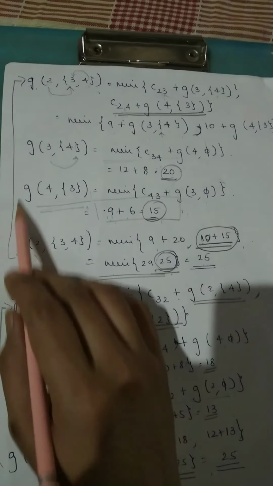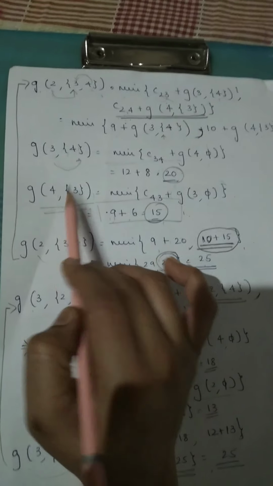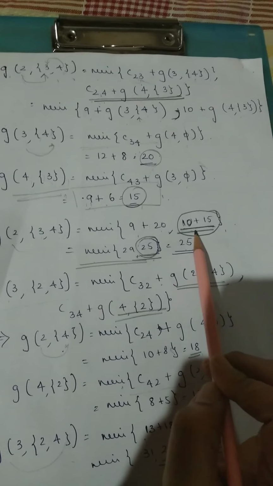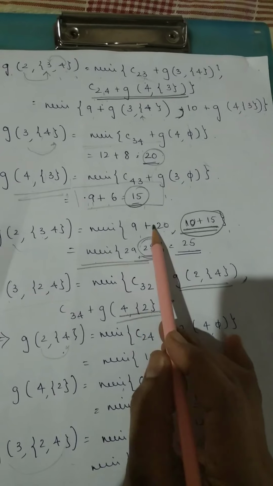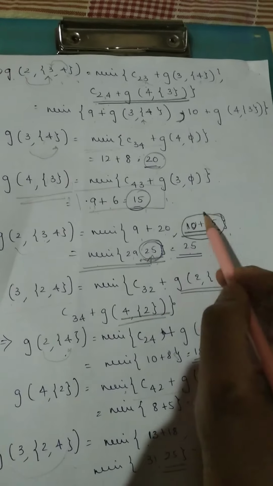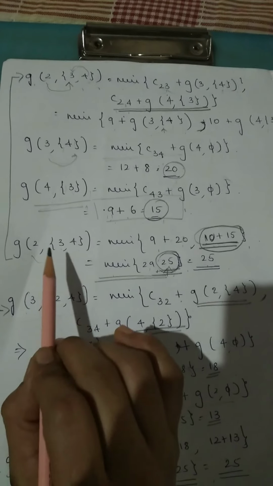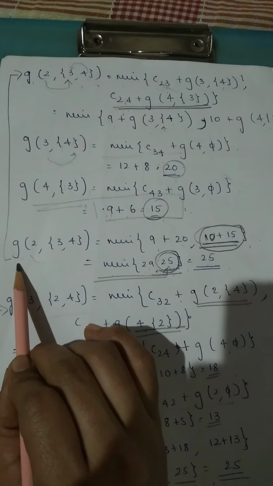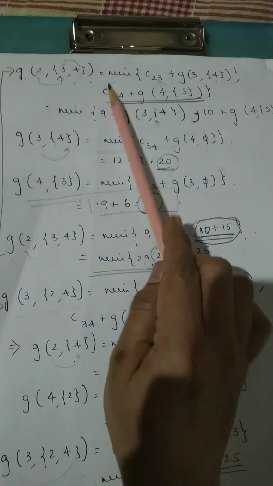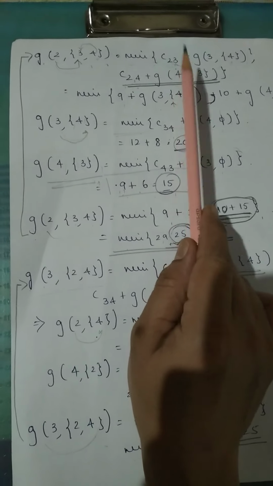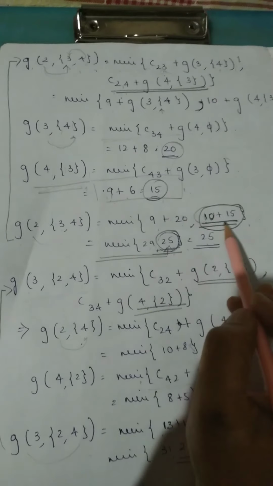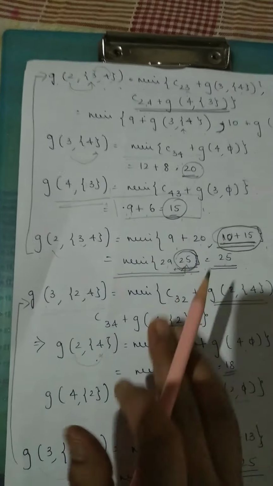Next, we'll substitute these two function values to this function. Minimum 9 plus 20, 10 plus 15. So, it is 29 and 25. Which one is the minimum cost? 25. Right? So, from the starting vertex, he'll start from vertex 1 to 2 and from there he'll go to 2 to 4 or 2 to 3.